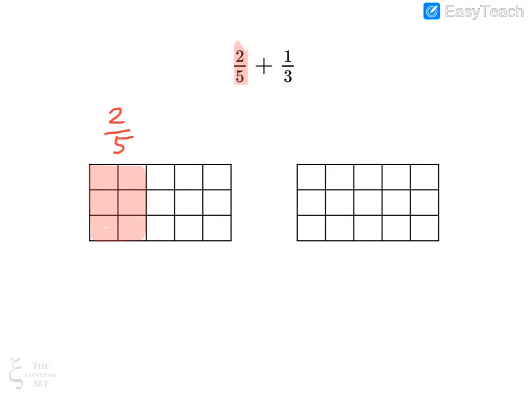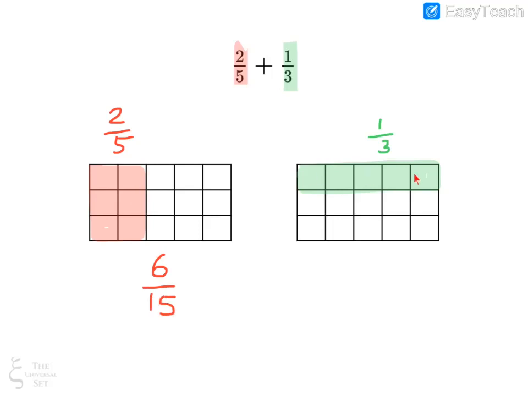2/5. Let's choose a colour for my 1/3 as well. That can be green. Now this box, same as this box, is split into 1, 2, 3 rows. So I'm going to colour in 1 row, and that's going to be 1/3. So I've got 2/5 and I've got 1/3. And if we look at these boxes sort of as a whole, they're cut into 15 pieces, aren't they? 1, 2, 3, 4, 5, 6, 7, 8, 9, 10, 11, 12, 13, 14, 15. So this 2/5 is actually the same as 6/15.